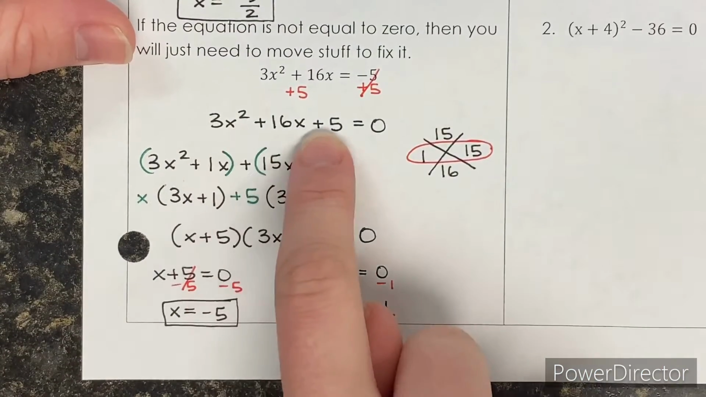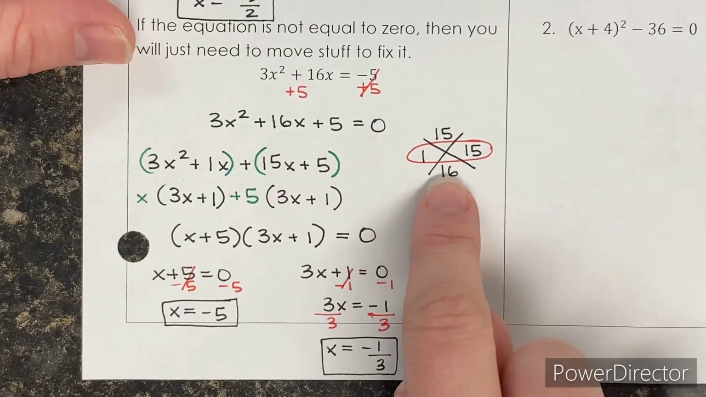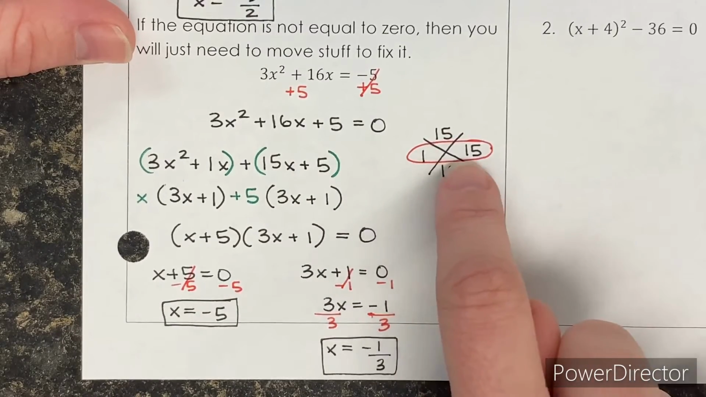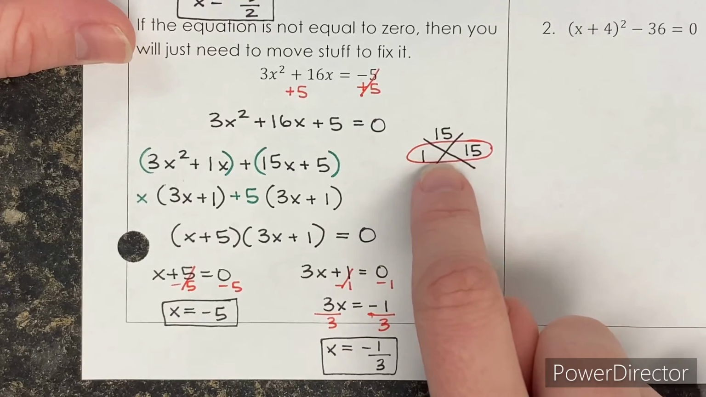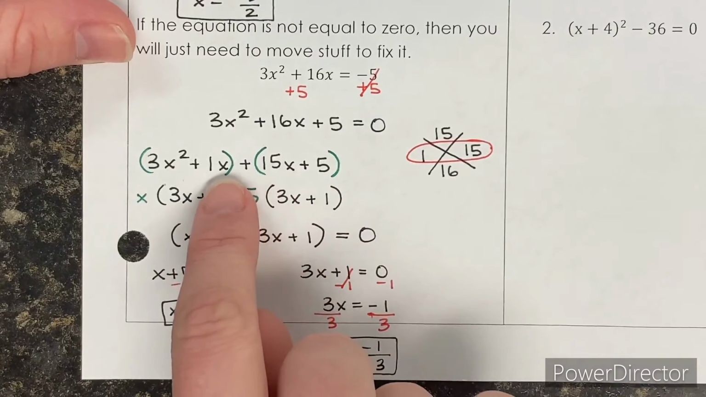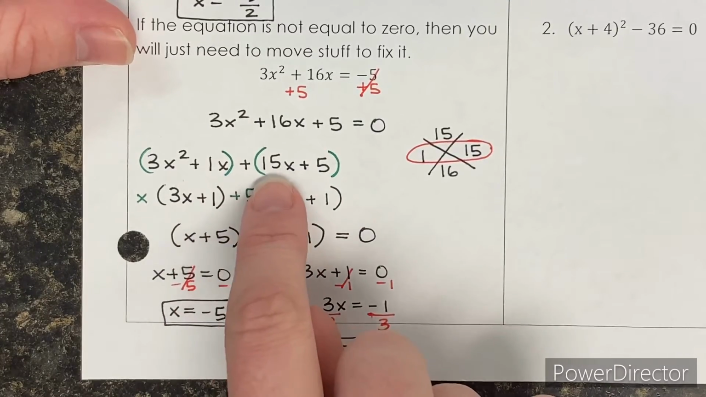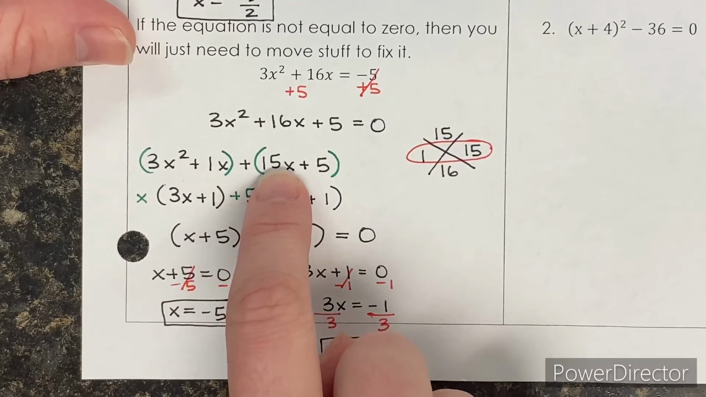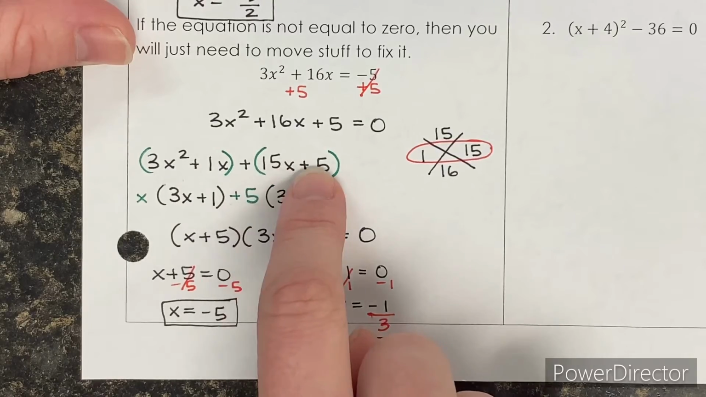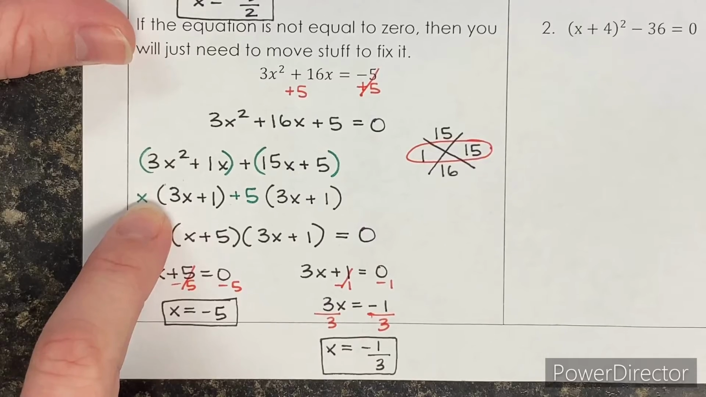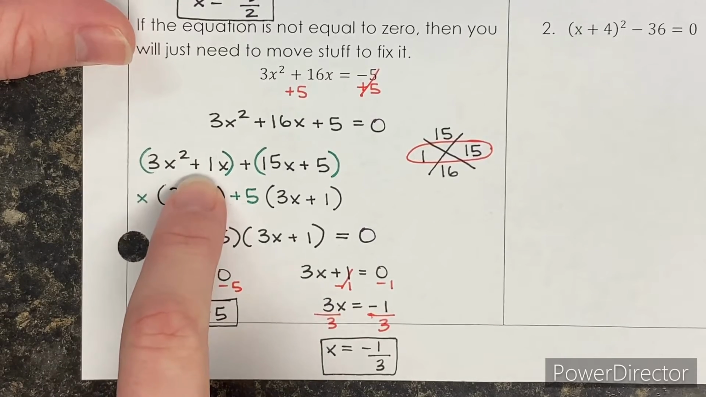So remember, we moved that 5, so then I just start my X puzzle. It was 15 on the top, 16 on the bottom, so 1 times 15 gave me 15, and 1 plus 15 gave me 16. So I paired them up on the inside right here, and you could have done the opposite of what I did and we still would have ended up with the same answer, but I put the 1 with the 3 and 15 with 5 because in my head 15 went better with 5. So for this first one, I can only take out an X, which left 3X plus 1 inside.